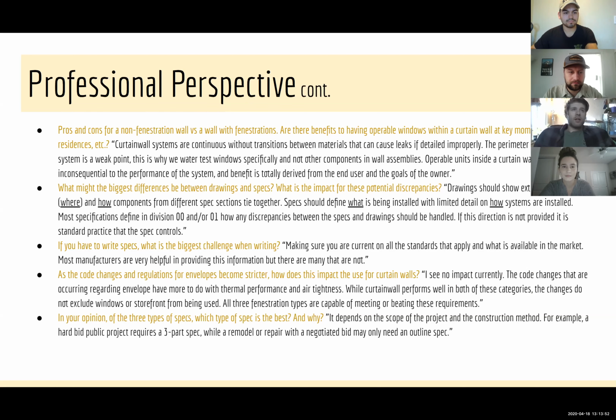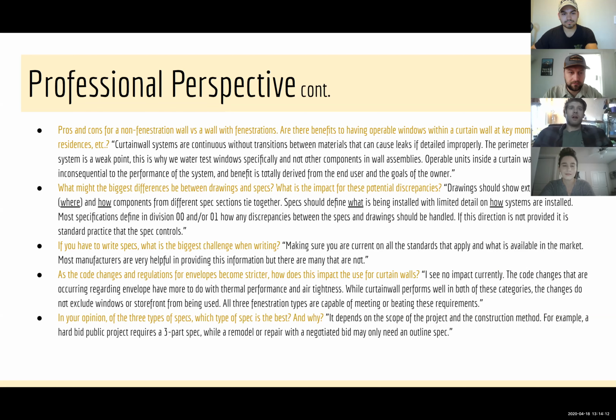The next question would be pros and cons for a non-fenestration wall versus a wall with fenestrations. Are there benefits to having operable windows within a curtain wall at key moments, for offices and residences, etc.?